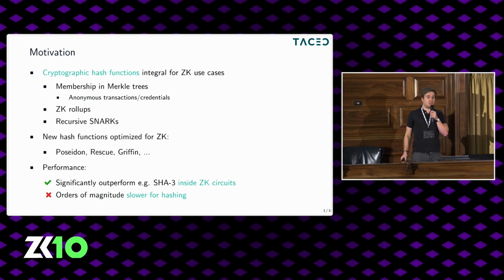The state of the art right now is that for performance inside a zero knowledge proof system, these new hash functions are significantly faster than traditional hash functions like SHA-3. But when we consider the performance outside of the proof system, just for hashing some data, these functions are still significantly slower compared to SHA-2, SHA-3, and these traditional hash functions.